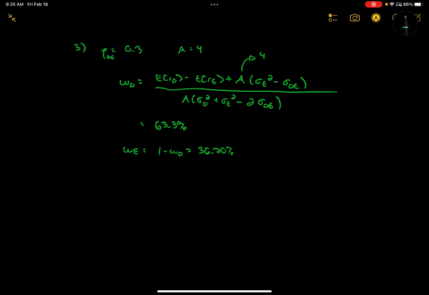So then we can calculate the characteristics of the optimal portfolio. We just calculate the expected return and standard deviation. If we do this, we'll find 13.84% and 19.11%.